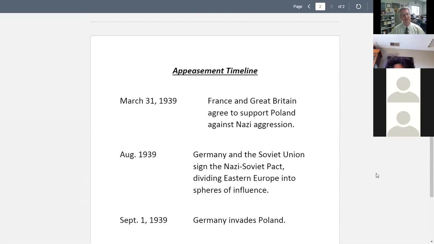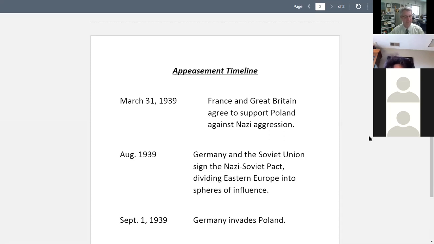Remember, Poland gained a bunch of land from Germany after World War I. In August of 39, Germany and the Soviet Union signed this Nazi-Soviet pact dividing Eastern Europe into spheres of influence, similar to what European colonial powers had done with China in the late 1880s, 1890s.